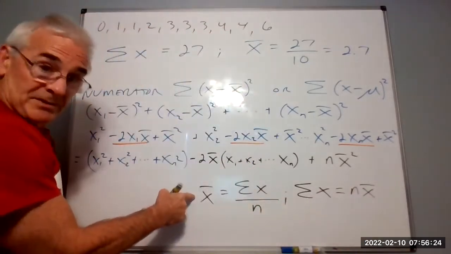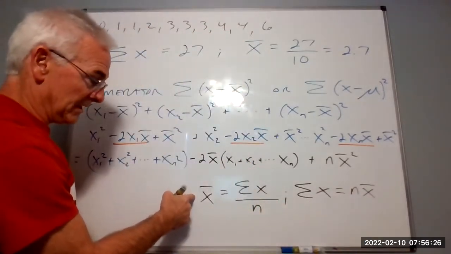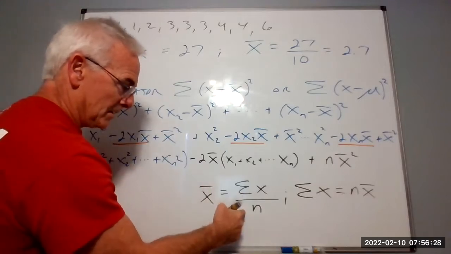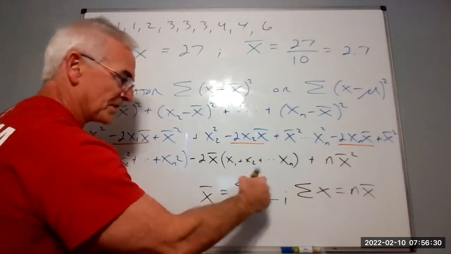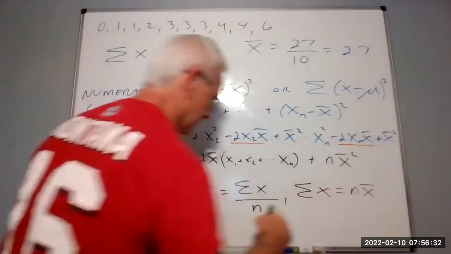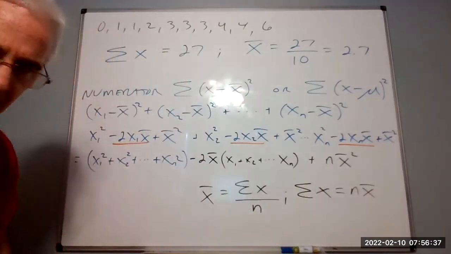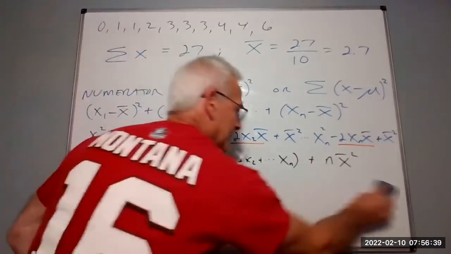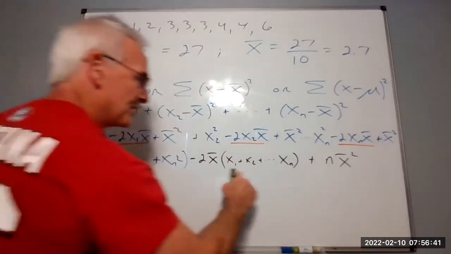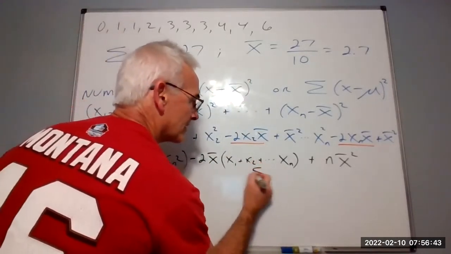We know this is true. This is the definition of the mean. The mean is all the scores divided by N. So that means all the scores must be N times the mean. I'm just multiplying both sides by N. Well, why is that helpful? Because that means that this here is the sum of all the scores.